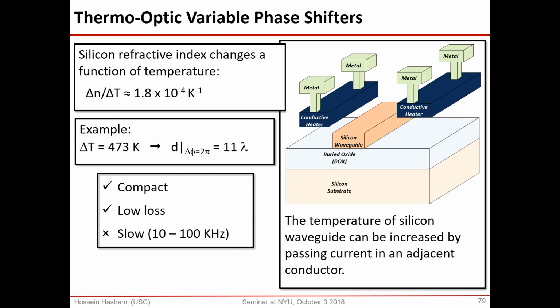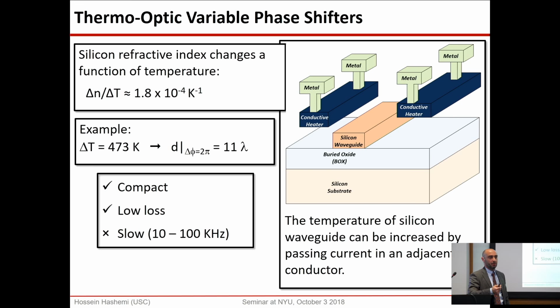One of them is heating it up. So get a silicon waveguide, have heaters next to it. Now, it doesn't mean that I just put a hair dryer next to it. What I do is that I just have a piece of conductor and I pass current through it like a resistor. It heats up enough so that this heats up, and then that creates a phase shift.